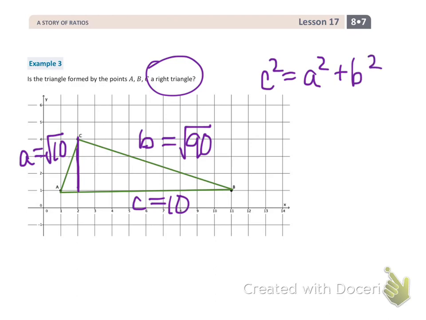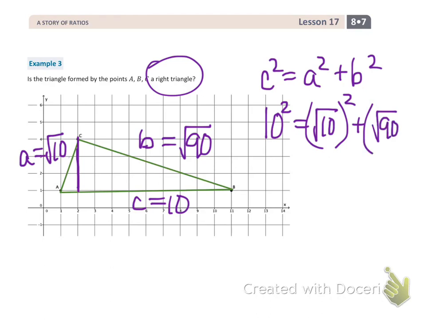So C is 10, so on this side of this equation I've got 10 squared. A is the square root of 10, so the square root of 10 squared would be A squared, and then the square root of 90 squared is equal to B squared. So I've got C squared, A squared, and B squared. So 10 squared is 100.